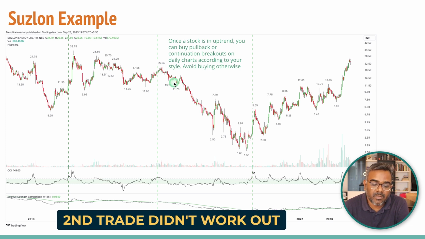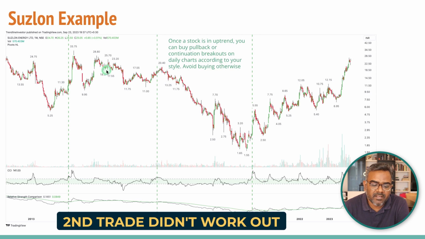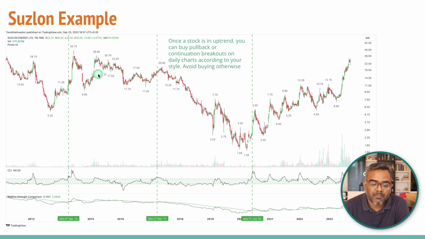So the second trade did not really work. The first trade could have given you minor gains or around 60-70% gains, but the second trade did not really work. Now remember, in markets there is no holy grail strategy. Every strategy will have its own flaws, and you will not have a strategy which gives you 100% returns always, right? So that's a very core concept for you to digest.